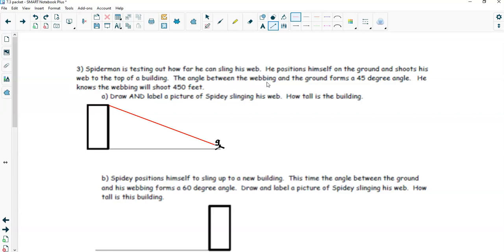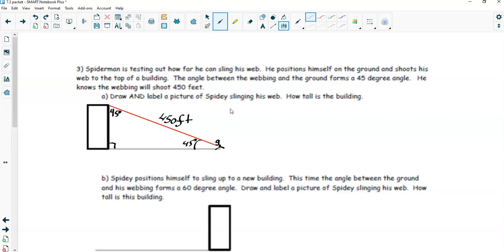The angle between the webbing and the ground forms a 45-degree angle. So, oops, sorry about that. This is 45. If this is 90, this must be 45. Obviously, it is not drawn to scale. Don't worry about how it looks. All I know is it's a 45, 45, 90. Now, he knows the webbing will shoot 450 feet. So this is my hypotenuse.